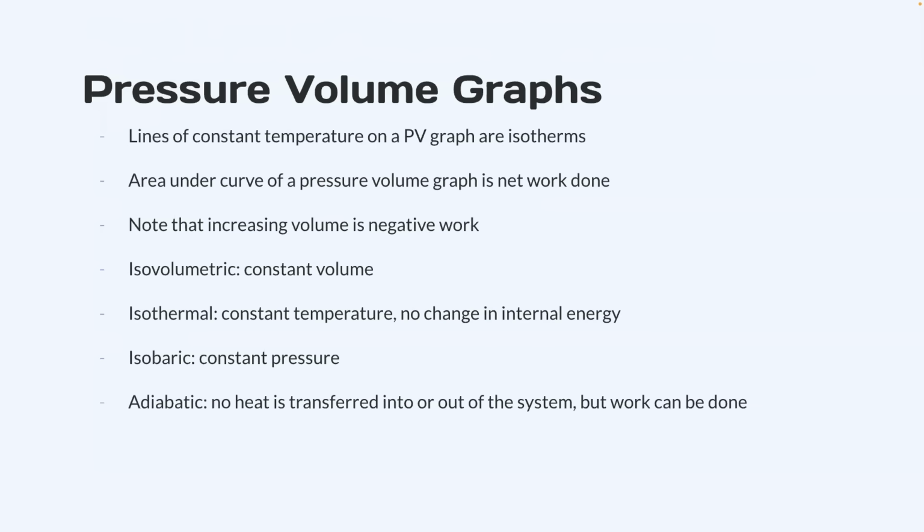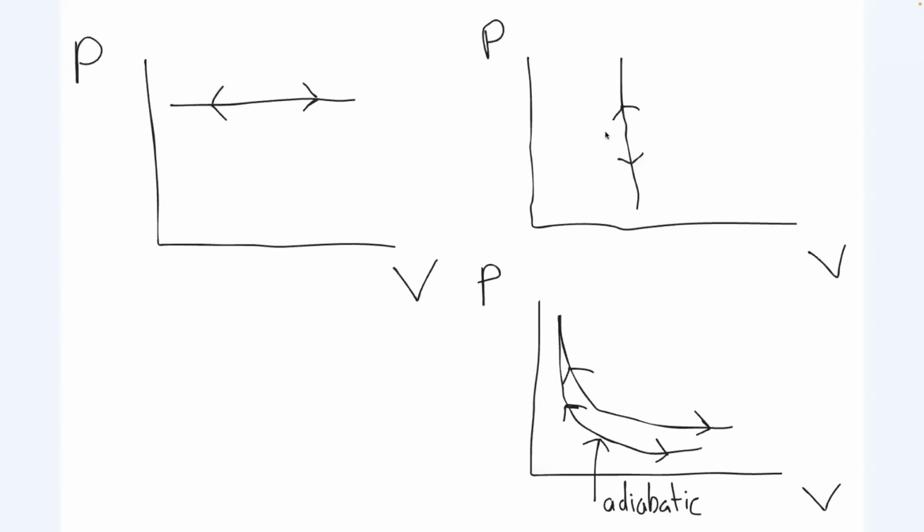Isovolumetric curves refer to constant volume ones. Isothermal means constant temperature, and constant temperature means no change in internal energy. Isobaric is constant pressure. Adiabatic means no heat is transferred into or out of the system, but work can still be done, so internal energy can still technically change.